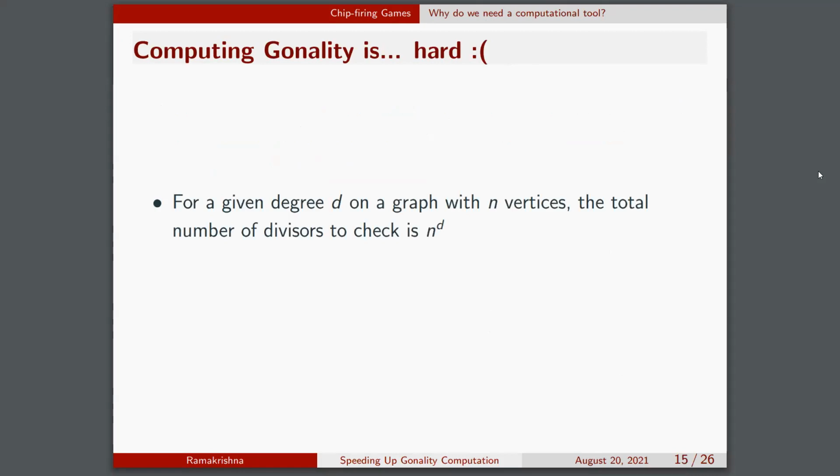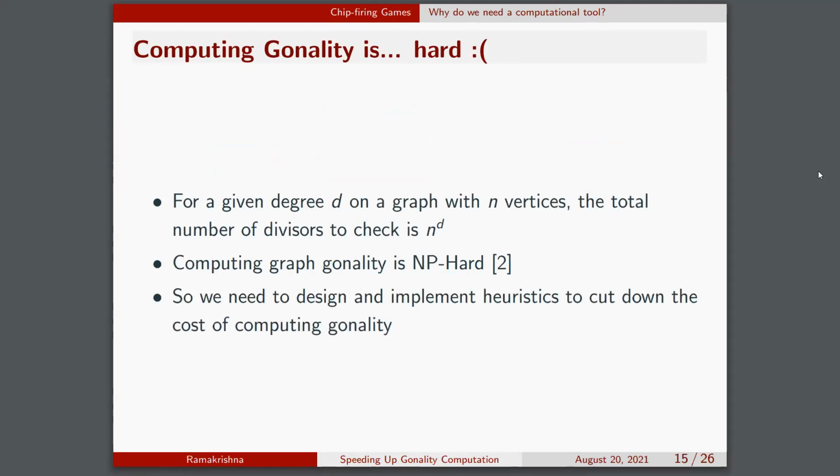It's a lot of vertices. And as it turns out, while running Thurs can be done in polynomial time, computing graph gonality is actually NP-hard. This was proven back in 2020. So that's why our algorithm is important. We want to design and implement heuristics to cut down on the time and memory cost of computing gonality.